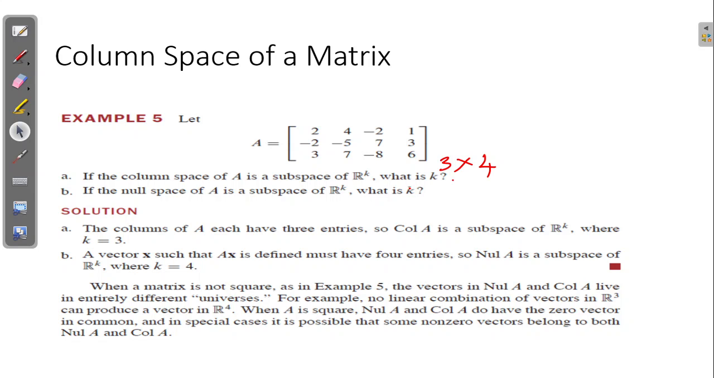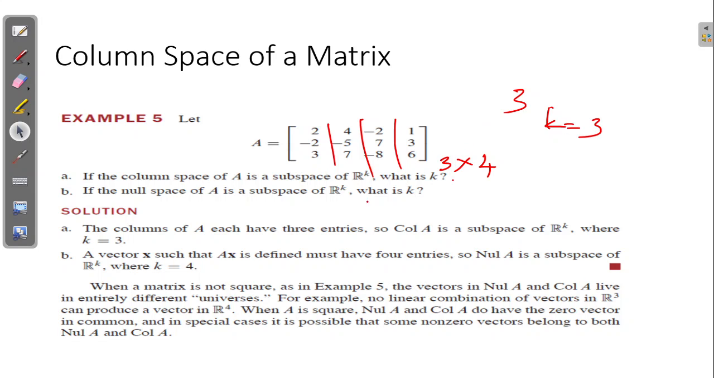What will be K? We have already discussed, right? Column space means you take these columns of A and you span them. Then you will get a resultant vector. How many entries will that vector have? 1, 2, 3. Three entries. The examiner said that it is a subspace, so you need not check whether it is a subspace or not. It is understood. Then whose subspace is it? That is the question, and K you have to find out. K will be equal to 3.